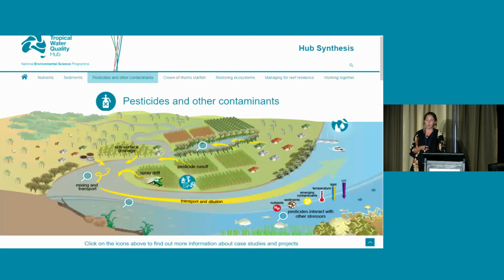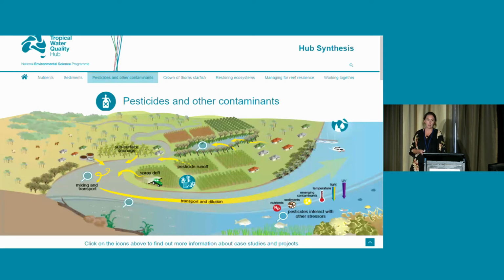Andrew Negri then also undertook some NESP research under the Cumulative Impacts Project, and you can see some symbols there representing other stresses, and he looked into how those other stresses might change the effects of the pesticides.